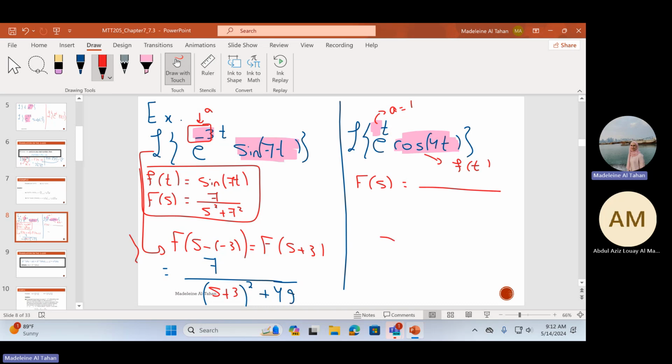What do we put up? We put k or s? s over s squared plus 4 squared. So this one will be F of s minus a, which is F of s minus 1. Instead of s that is here, we put s minus 1, and here squared plus 16. No need to expand this.